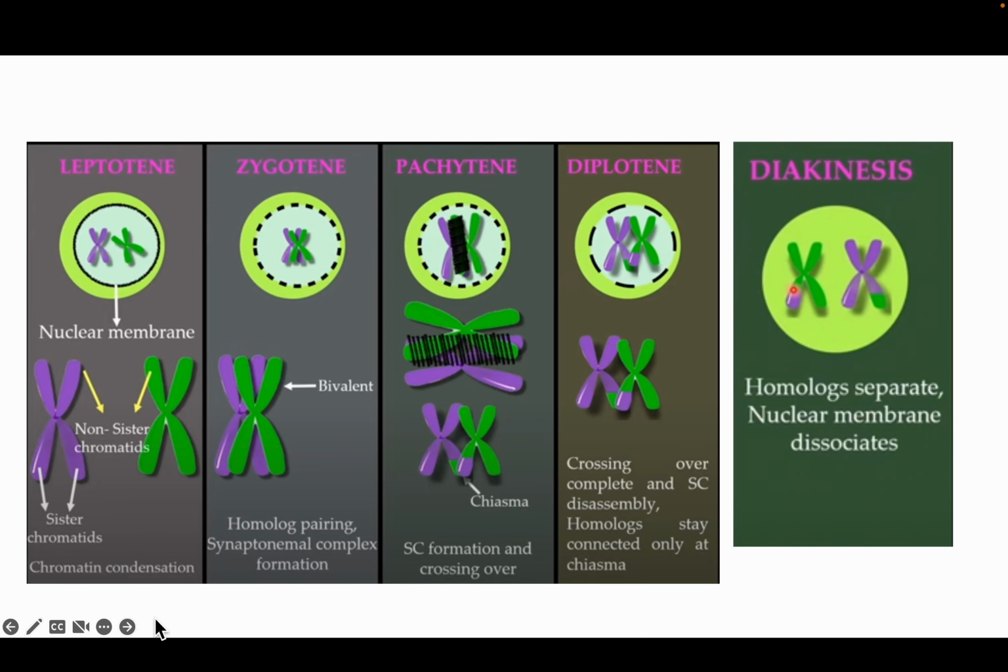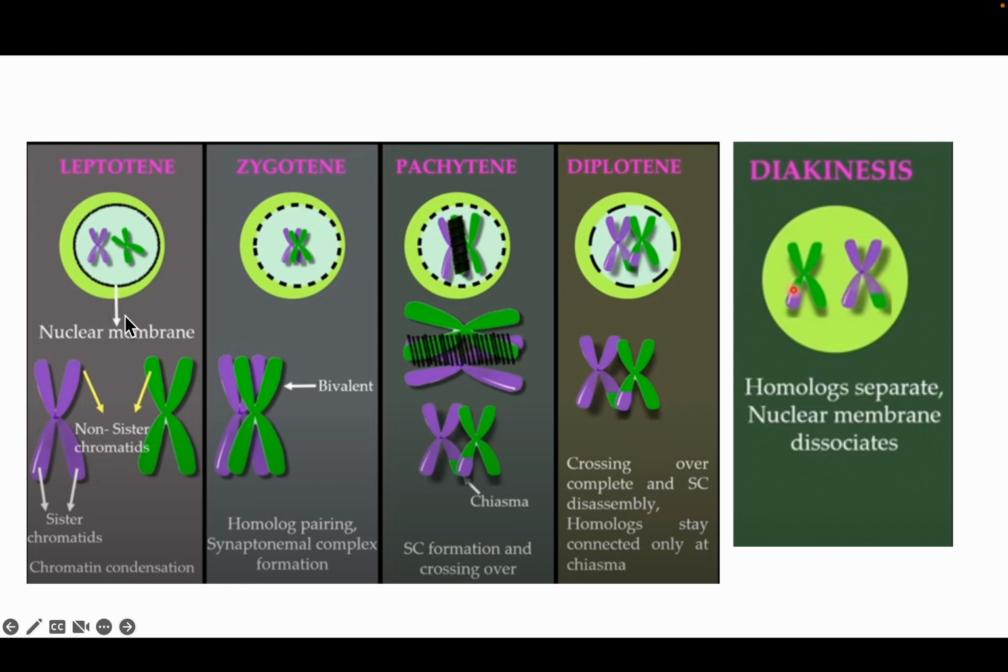As we were discussing the different stages of meiosis, we know that in meiosis there are stages like mitosis: prophase, metaphase, anaphase, telophase. But prophase is a very long phase in meiosis, and this prophase consists of 5 smaller phases, which are leptotene, zygotene, pachytene, diplotene, and diakinesis. We'll discuss briefly what happens in these stages.